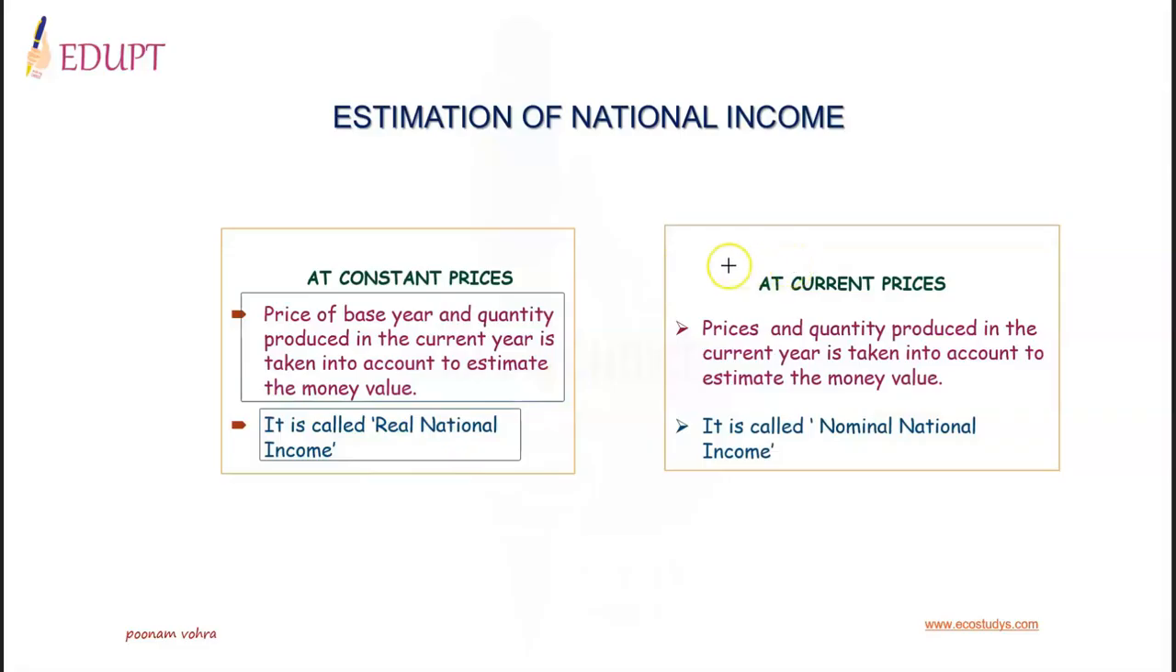But when national income is estimated at current prices, then prices of the goods and quantity produced of those goods in the current year are taken into account in order to estimate the money value. That is called nominal national income. So one has to see, should national income be estimated at constant prices or at current prices? Which of the two is better? For this, let's have a look at the numerical example.